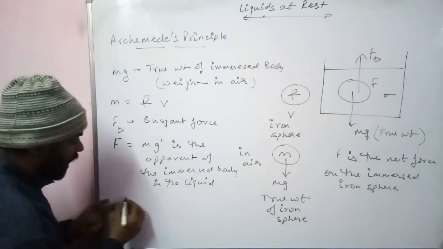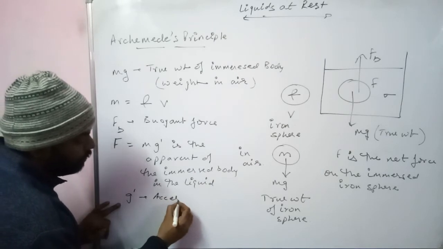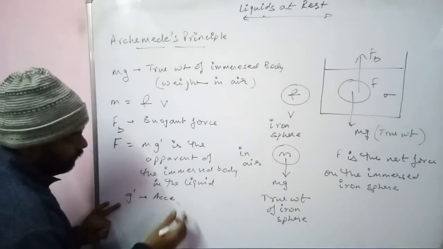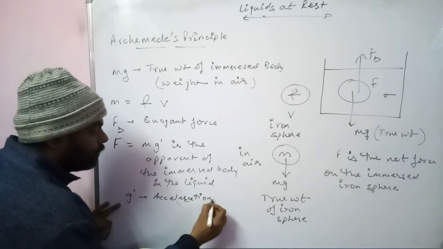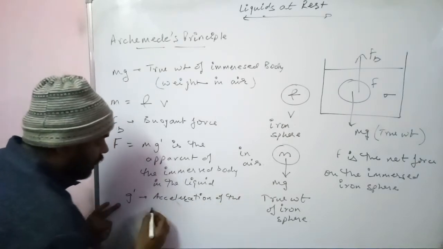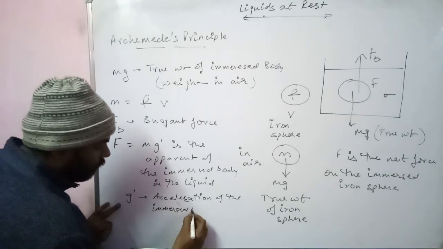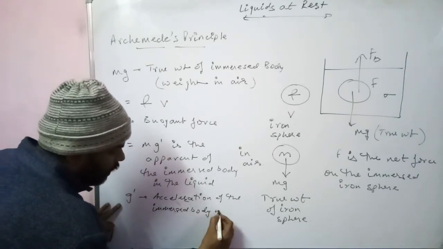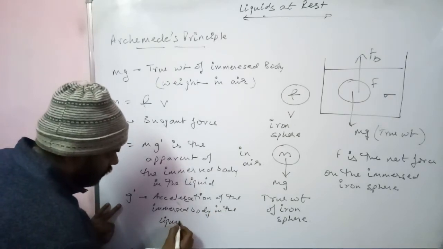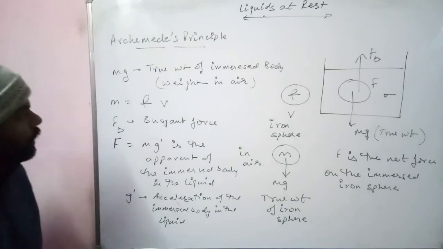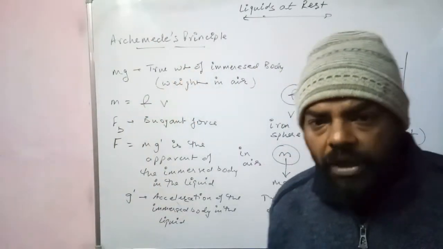यहां पर ये जो जी डैश है, जी डैश को क्या बोलेंगे? g dash will be the acceleration of the immersed body in the liquid. Got it? तो आप पहले कैलकुलेशंस एक बार कॉपी करें. अभी इसके आगे कंटिन्यू करना है हमने. कॉपी करिए.